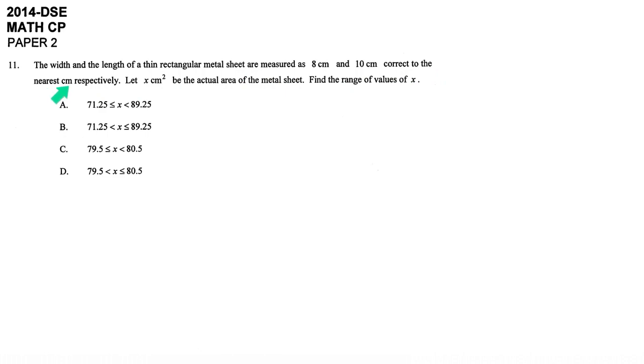That's the key point: correct to the nearest cm. That means if you use a ruler, you have 8, you have 9, you have 10. Every mark, the distance is just 1 cm. So to be considered as 8, we use the middle point here. If it passes through this middle point, then we regard it as 8. Otherwise, if it is on the left-hand side of this middle point, we'll consider it as 7. Similarly, if it exceeds the middle point on the other side, then we'll consider it as 9, but no longer 8.